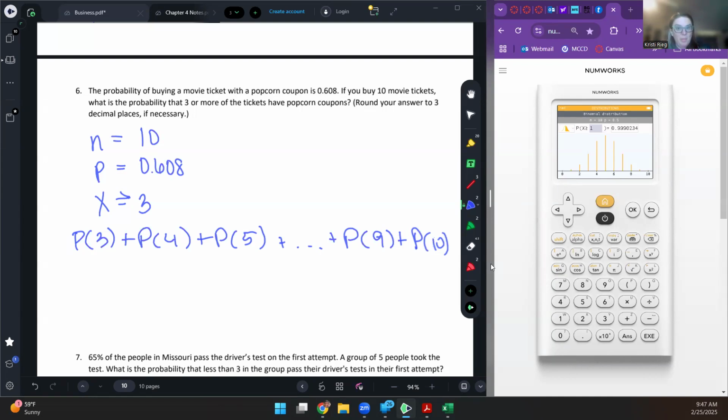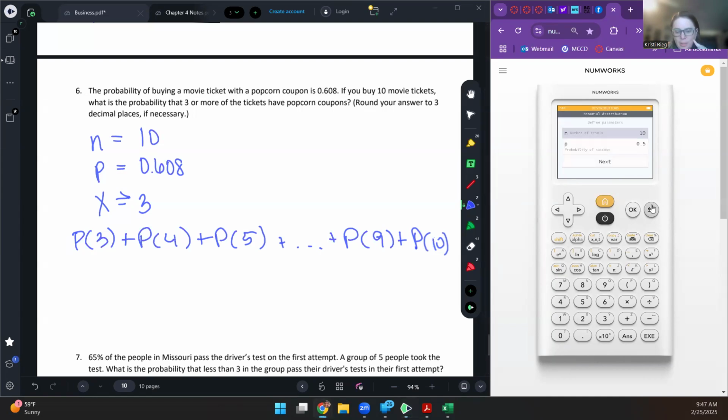So we're going to scrap that idea. We're going to use the shortcut in the calculator. And we get the n is 10. Okay, that stays the same. Probability 0.608.